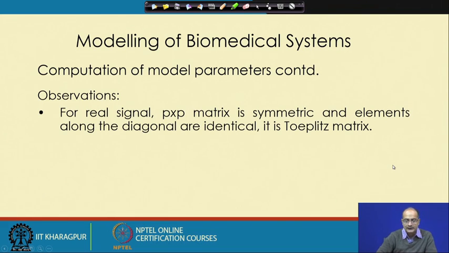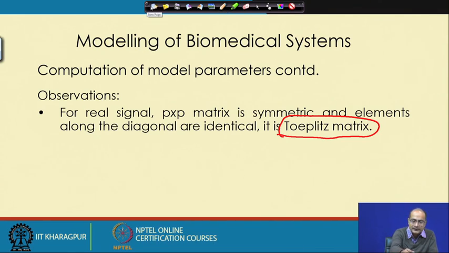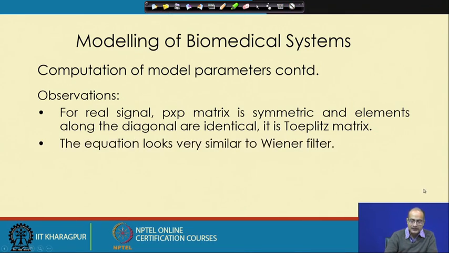So, for the real signal, this p by p matrix is symmetric and the elements along the diagonals are identical. Such a matrix is given a special name: Toeplitz matrix. This Toeplitz matrix has a very special structure, and the equation we got looks very similar to the earlier Wiener filter.